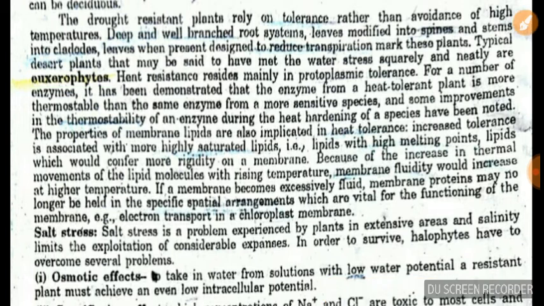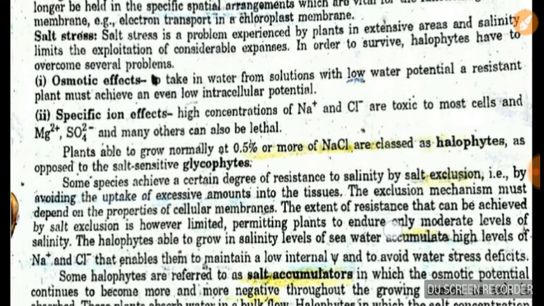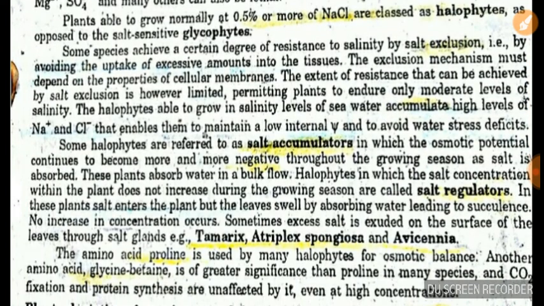Okay, now there are some facts about the halophytes that may be asked. What are halophytes, what are glycophytes? Glycophytes is more important, that is, they are salt sensitive. And if we talk about the halophytes, they are salt accumulators and salt regulators. And these examples are very important: Tamarix, Atriplex, Spongiosa, Avicennia.